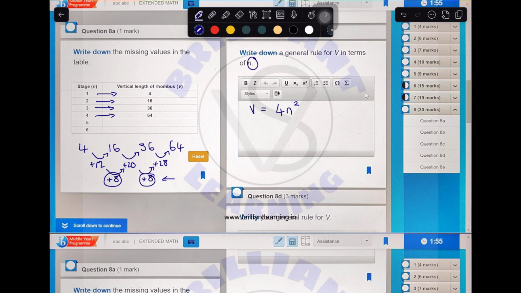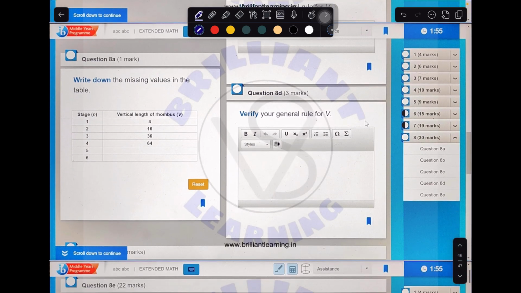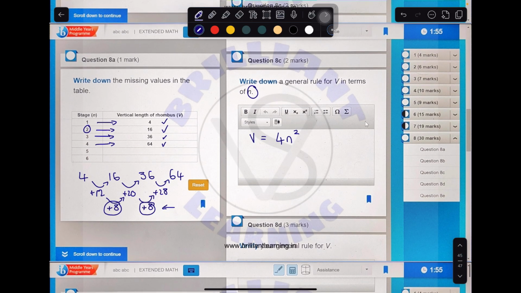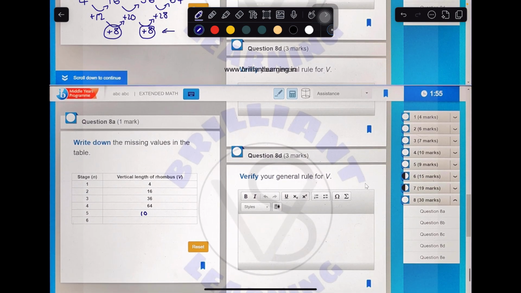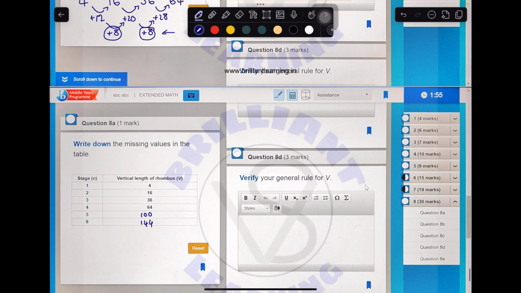So for stage 1, where n is 1, 4 lots of 1 squared would give me 4, which is the vertical length, so that works. For stage 2, where n is 2, 4 times 2 squared is 4 times 4, which is 16, so that works. And then if you check for both 3 and 4, you'll see that it also works for those. Okay, then it's asking us to write down, nope, we've done that, sorry. Let me just fill in those other values here, one that I've already found. So here, 100, 144. Okay, verify your general rule for V.